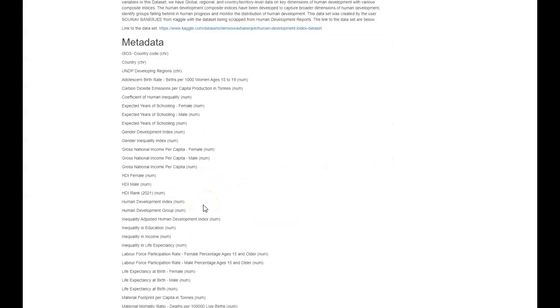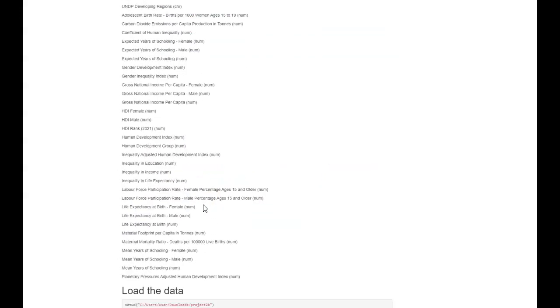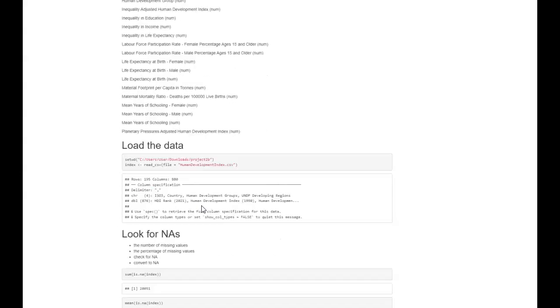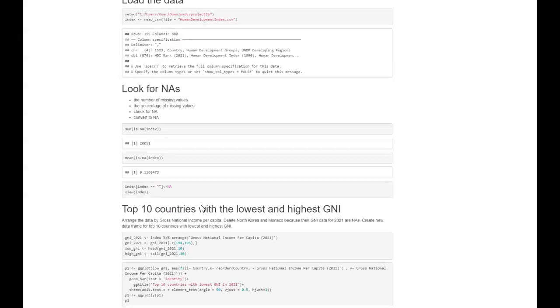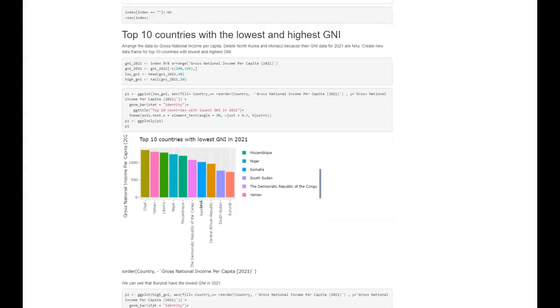This is the metadata for the dataset, which includes all the column names and what the meanings are for them. So I load the data in, I look for any NAs in the dataset, and I convert any non-NA to NA. So the first thing I want to take a look at is the top 10 countries with the lowest and highest GNI.